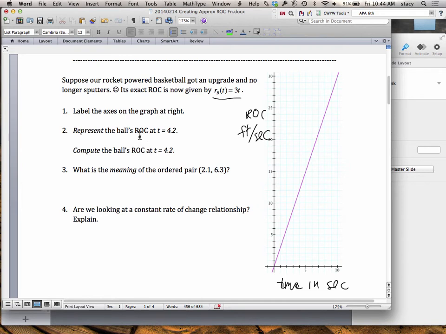Okay, so then if I want you to represent the ball's rate of change at t equals 4.2, what can you do? It's Friday. Okay, so how can I represent the ball's rate of change at time 4.2 seconds?